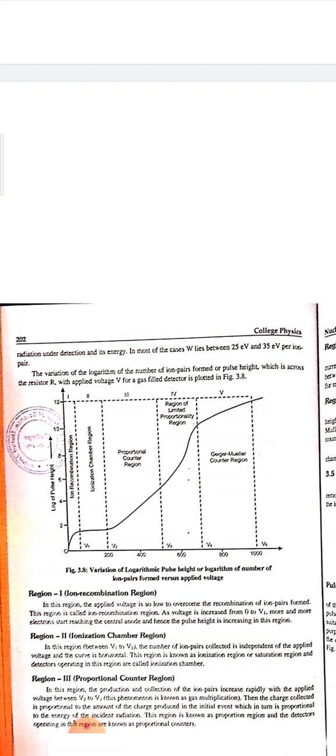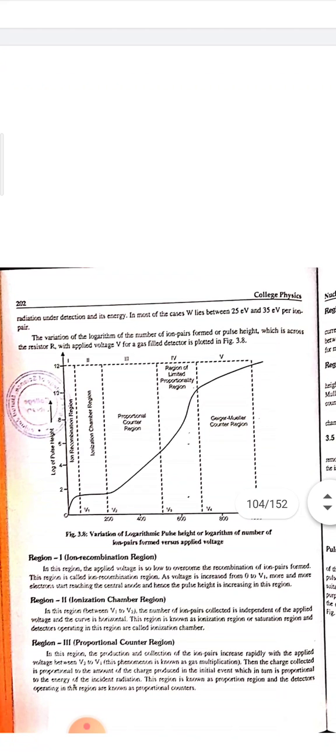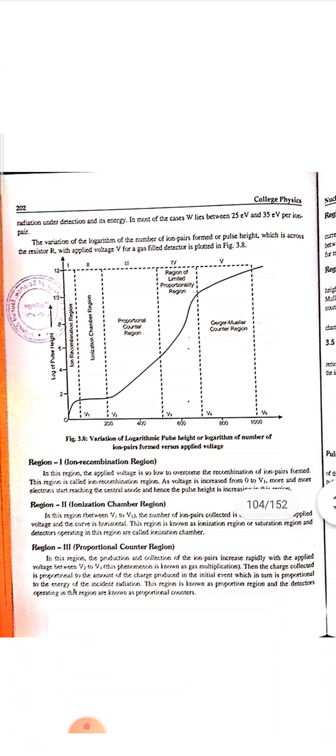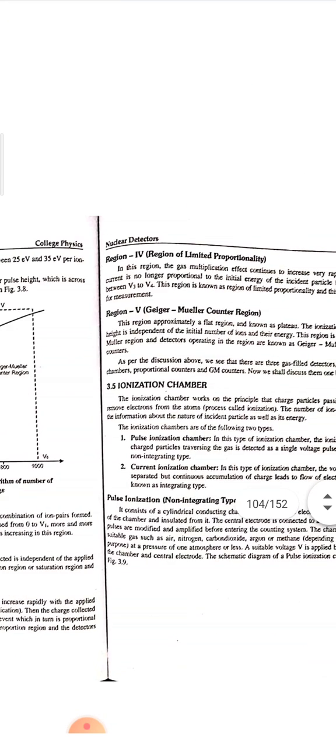The variation of the logarithm of the number of ion pairs formed, or the pulse height across the resistor, with applied voltage for a gas-filled detector is plotted in the figure. Here the different regions have been shown: region 1, region 2, region 3. Names have been given to region 5 and region 6. Region 5 is the Geiger-Müller counter region.